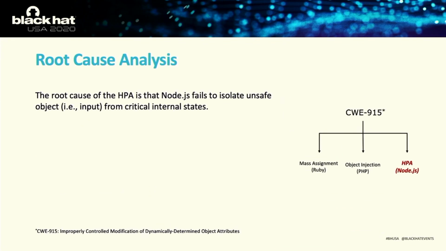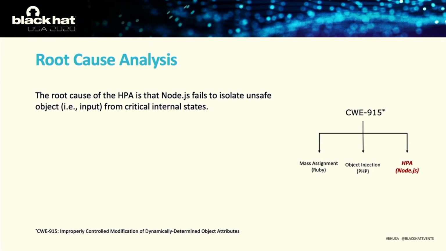So the root cause of HPA is that Node.js fails to isolate the unsafe objects such as user input from critical internal states. To make a clear demonstration, HPA can be seen as a new security risk under the weakness category 915, whose child variants are all about improper modification of dynamically-determined object attributes. As shown in the hierarchy tree on the right, there are some similar issues on other language platforms such as Ruby mass assignment and PHP object injections.